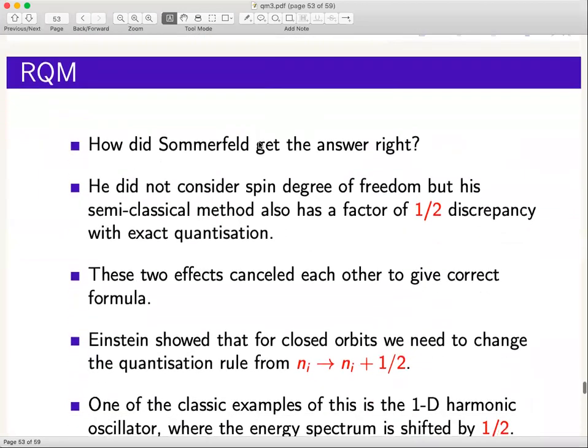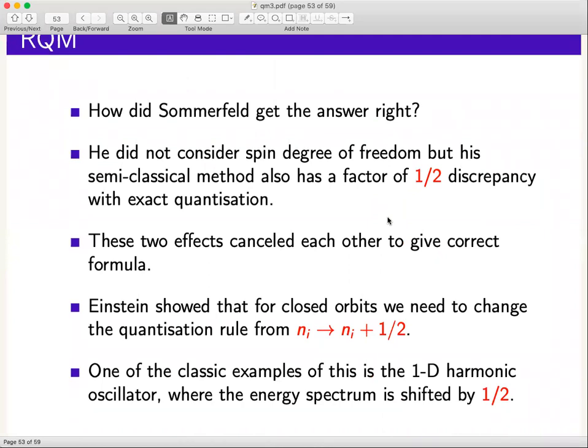So we can come back and ask, how did Sommerfeld get the answer right? Sommerfeld made two mistakes in some sense. Well, I shouldn't say mistakes, he made two approximations, let's call it. He did not consider a spin degree of freedom. But when he used the semi-classical method for quantization, he also did not use the factor half. There is a factor half discrepancy with respect to the exact quantization rule, and these two factors of half just cancelled each other, and therefore he got an even number in the denominator.